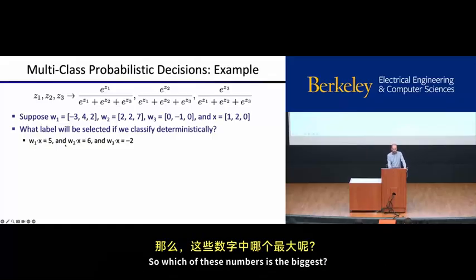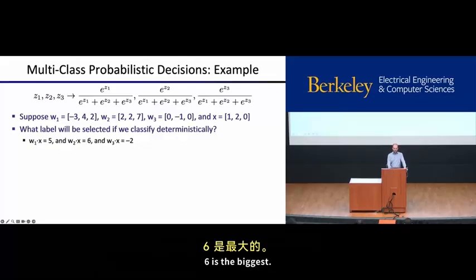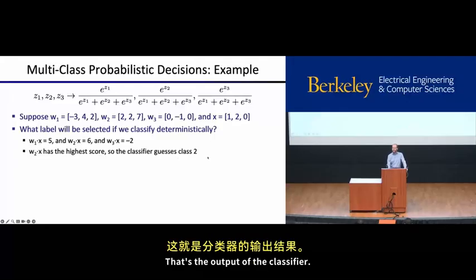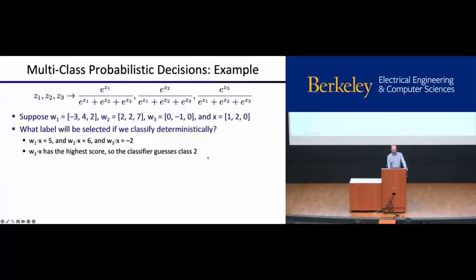So, which of these numbers is the biggest? 6 is the biggest. So it's class 2. That's the output of the classifier. No hesitation.